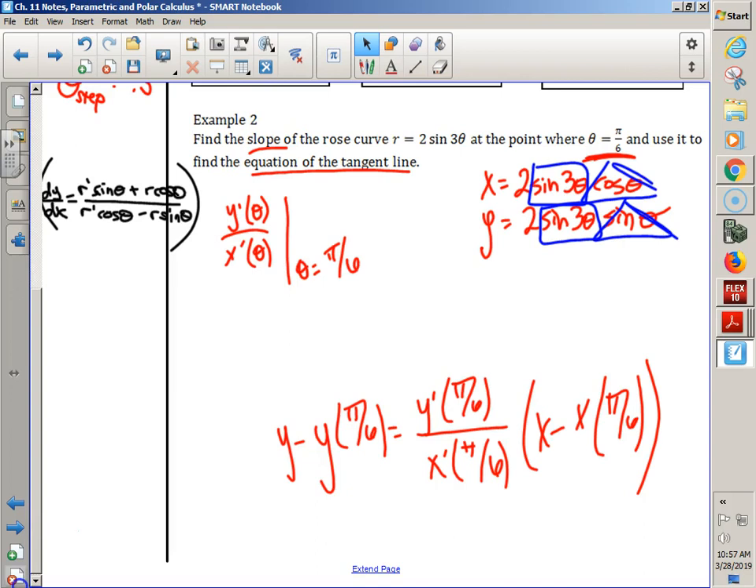So either you're making x and you're going to do product rule here, or you're just going to go ahead and go straight to there from the r. Does that make sense, the difference?